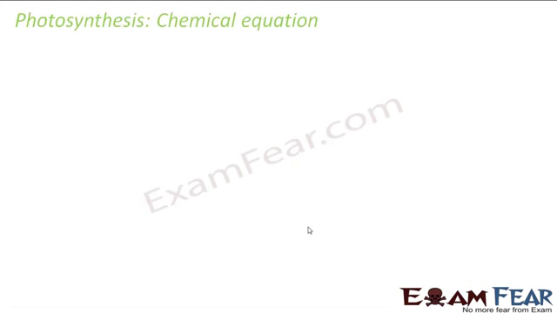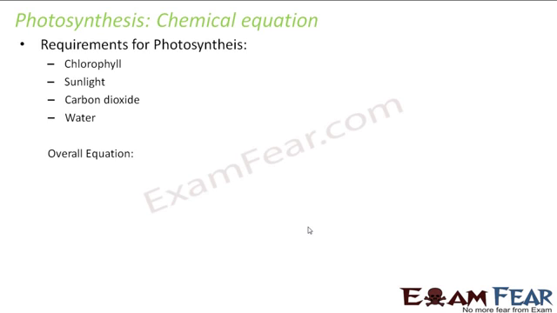So let us now look at the equation for photosynthesis. As we have already discussed, requirements are chlorophyll, sunlight, carbon dioxide and water. So what would be the overall equation? It will be carbon dioxide, which is taken in through stomata, plus water in presence of chlorophyll and sunlight. So what will be obtained? What is the food? The food which is prepared is stored in the form of starch.